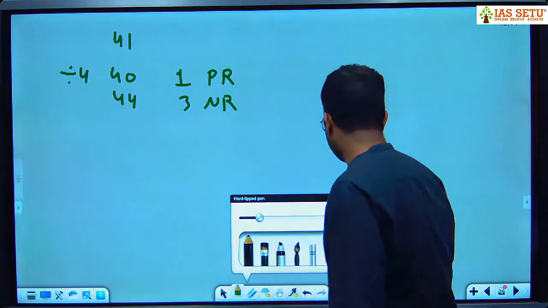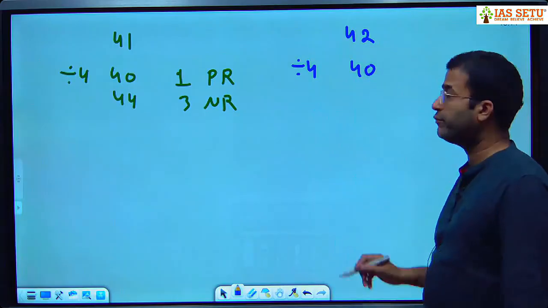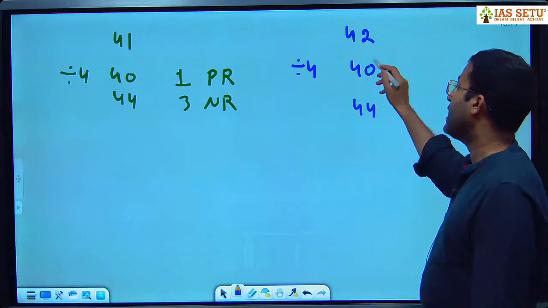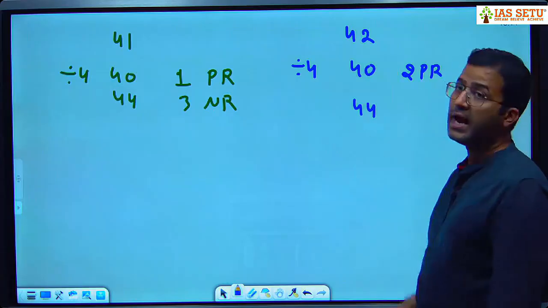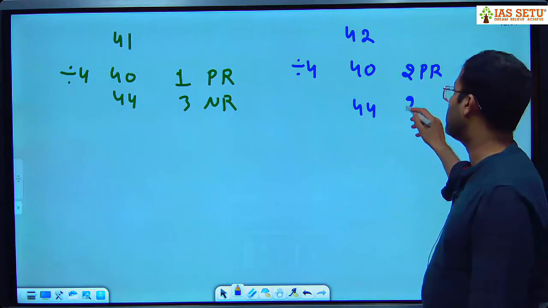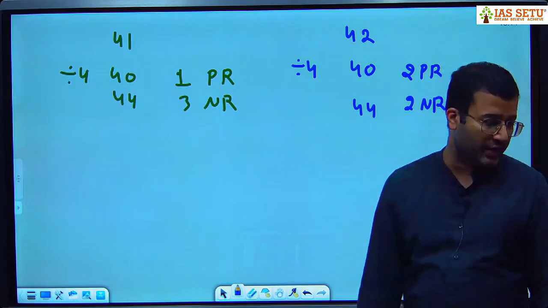Now here 42, if you divide it by 4, multiple of 4 near to 42 is 40 and 44. As compared to 40, 42 is 2 extra, so this is positive remainder. As compared to 44 it is 2 less, so it is 2 negative remainder. Positive remainder extra, negative remainder less.